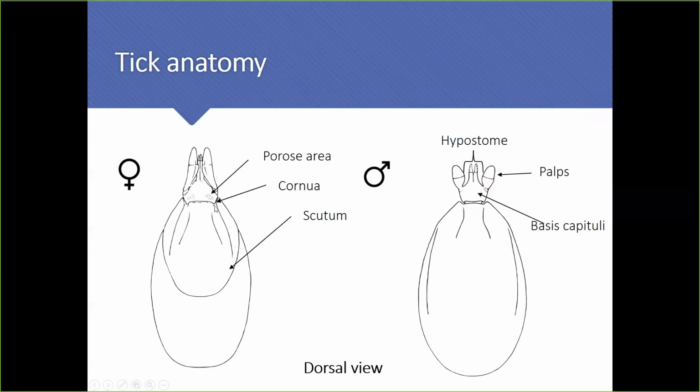There's a structure called cornua. They're present on the dorsal surface of this structure, which is called the capitulum, or basis capituli. The whole head is called the capitulum, and where the mouthparts are attached is called the basis capituli, or the base of the head. So the structure of the cornua is important here in terms of whether they're present or absent, and their overall shape. What's also important is the hypostome. The hypostome is the structure that penetrates into the skin.